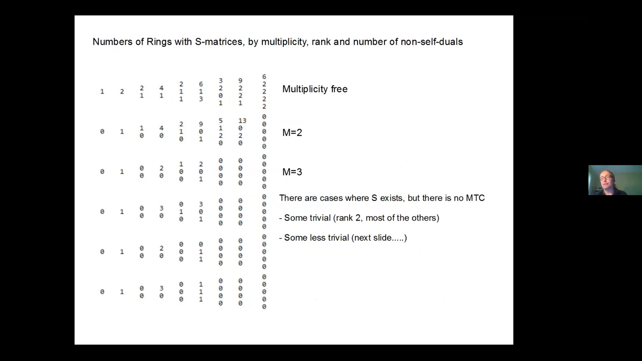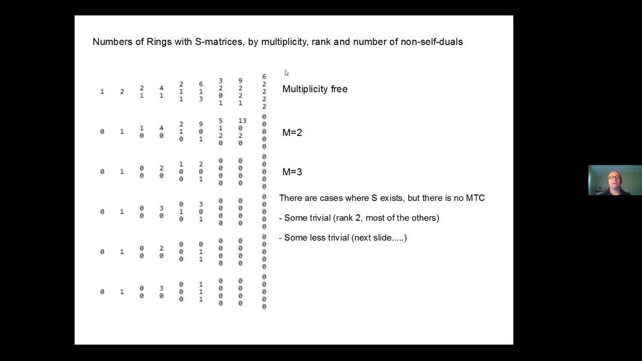So this weekend I ran the check on whether there's an S matrix on our database, and then you see in this table here we just order all the tensor categories by multiplicity first of all. So each of these blocks here is multiplicity: highest multiplicity one, highest multiplicity two, highest multiplicity three, etc. And then the rank is rank 1, rank 2, rank 3, rank 4, rank 5, etc. in the horizontal. And the vertical splitting is how many non-self-dual particles the theory has. So the top here means all particles are self-dual, and the bottom is the maximum number of non-self-dual particles.